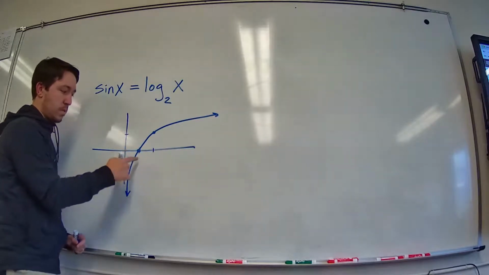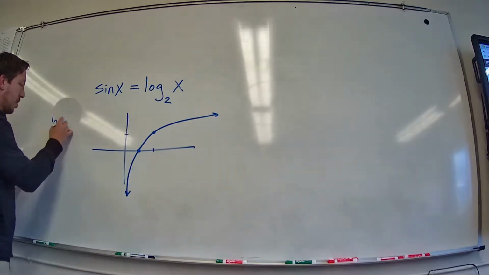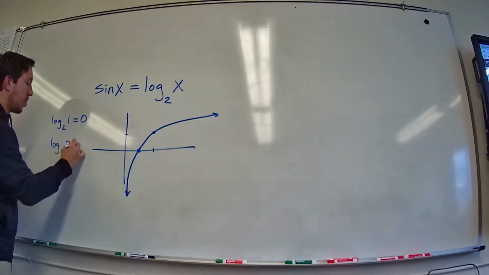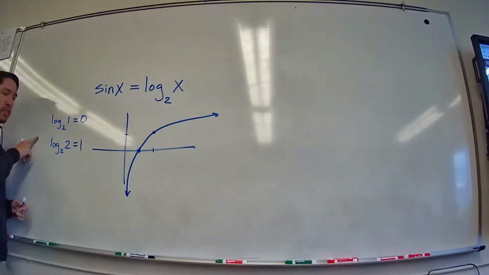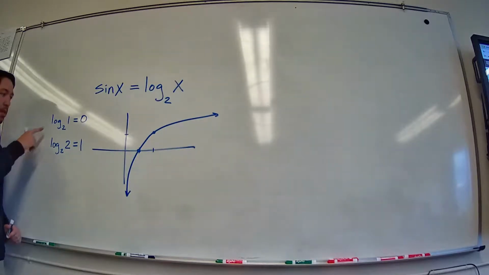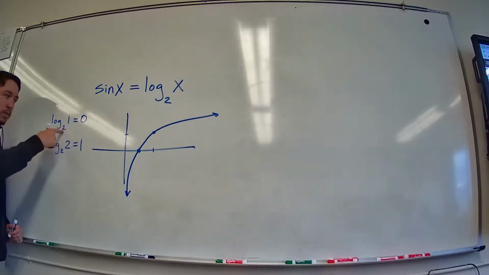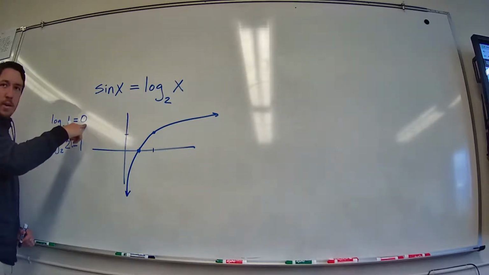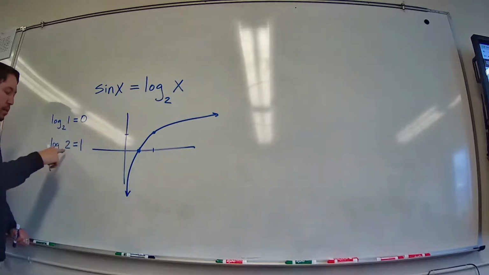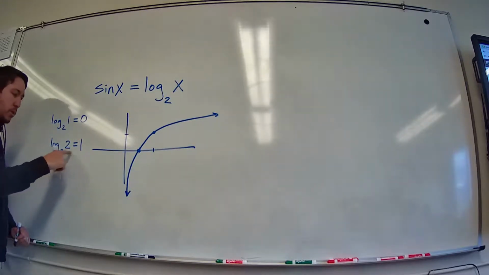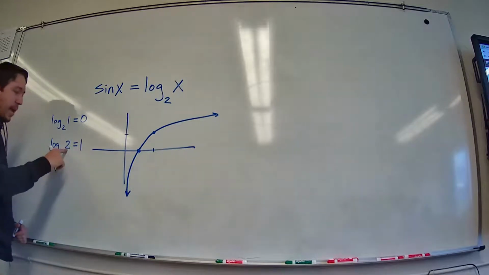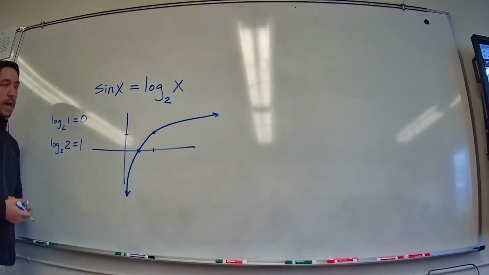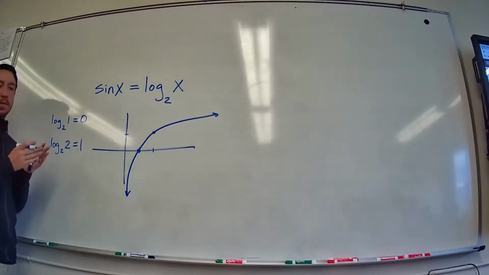The log function intersects the x-axis at 1. These are 2 fairly straightforward facts about logs. Log base 2 of 1 is 0 because 2 to the 0 power is 1. So when x is 1, y is 0. And log base 2 of 2 is 1 because 2 to the 1 power is 2. And therefore, when x is 2, y is 1. You feel okay about that?